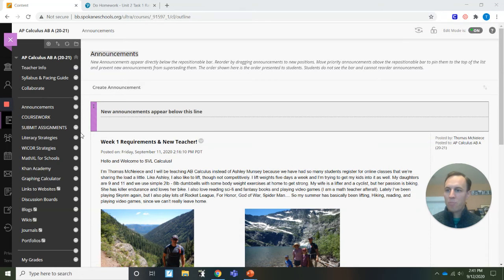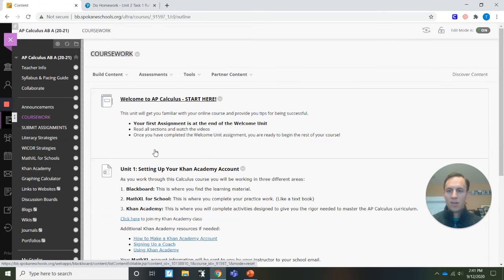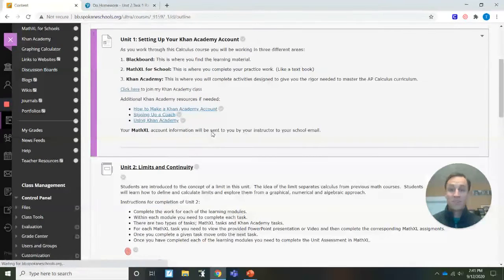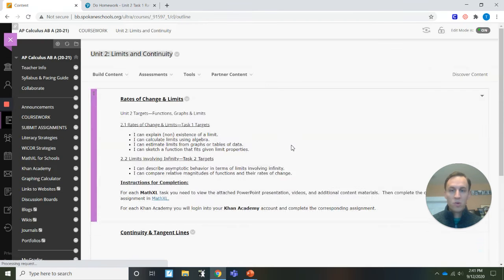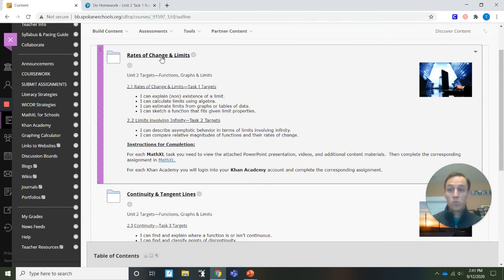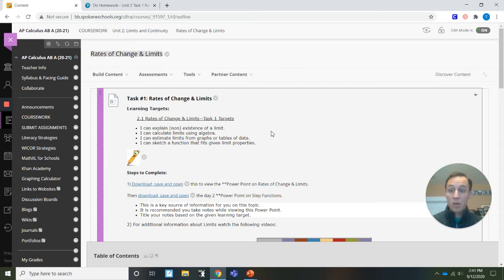Once you get onto Blackboard, go to the coursework tab on the side, and you're going to go down a little bit. There's a lot of button clicking involved. You'll go to Unit 2, Limits and Continuity. It's our first section. So this week we're going to be looking at rates of change. You have to click again, so you're going to click this one and open up rates of change. It's going to kind of show you what we need to do. So step by step, it's going to walk us through.